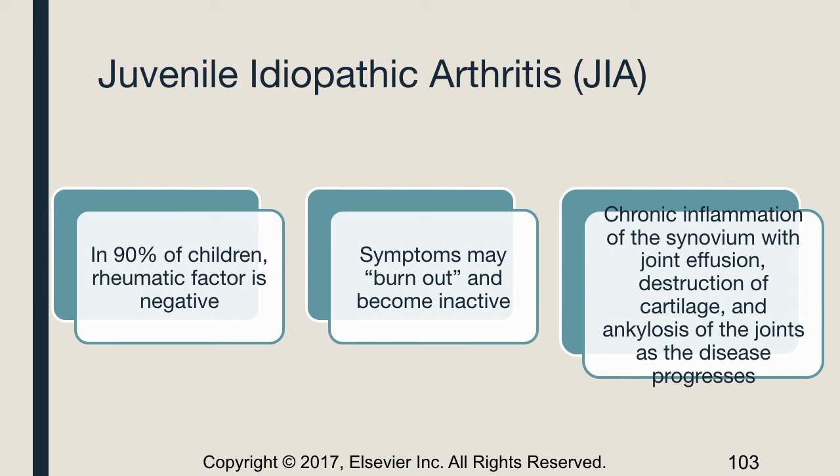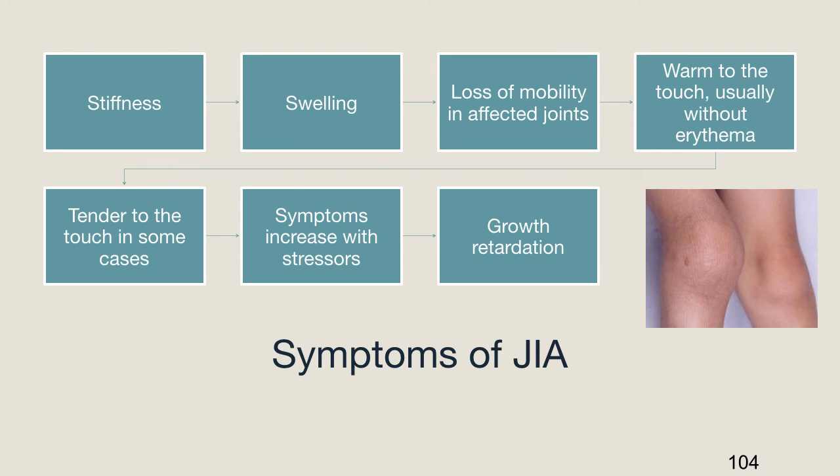Juvenile arthritis, in 90% of children, rheumatoid factor is negative. In some, symptoms may burn out and become inactive. Chronic inflammation of the synovium with joint effusion and destruction of the cartilage and ankylosis of the joints occurs as the disease progresses.